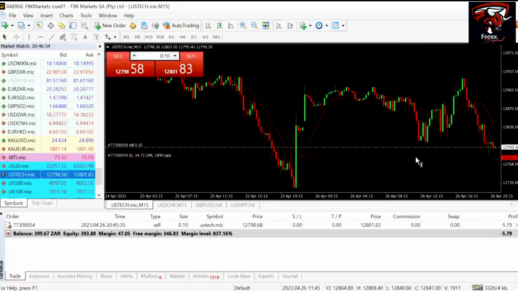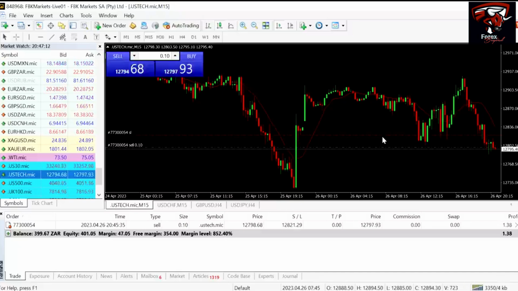And to set it on a PC, it's quite easy. For a sell order, when you drag this to the bottom, it's automatically your TP. But when it's above, it's your stop loss. Vice versa, the same goes for your buy order.